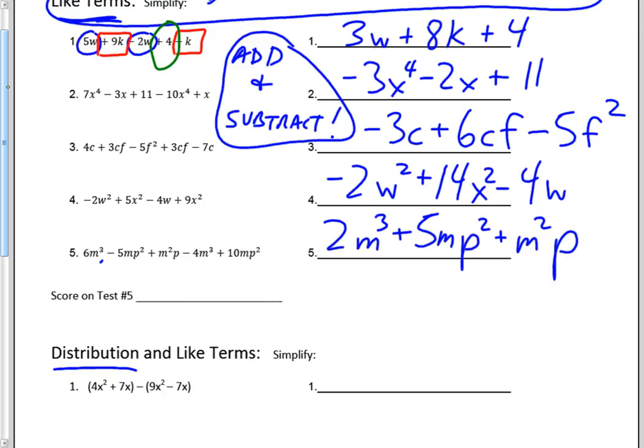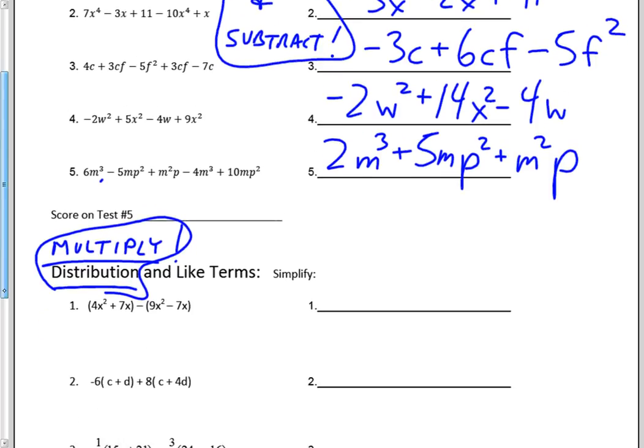What does distribution really mean? What operation are you going to have to do? What operation is that? What are you doing? Distributing what? Division? No, multiplication. Write that down. Circle those together. If I have distribution written down, or if you see distribution, that means you're going to be multiplying.